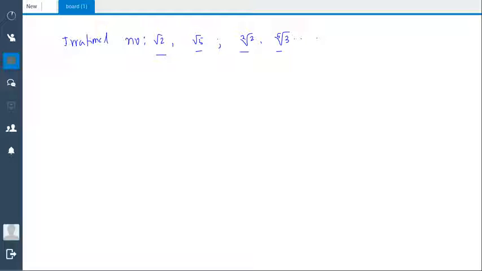Now let me have a complete form: nth root of a. This we call a radical, or a surd. Now this n is known as the order of the radical, and a is known as the radicand.